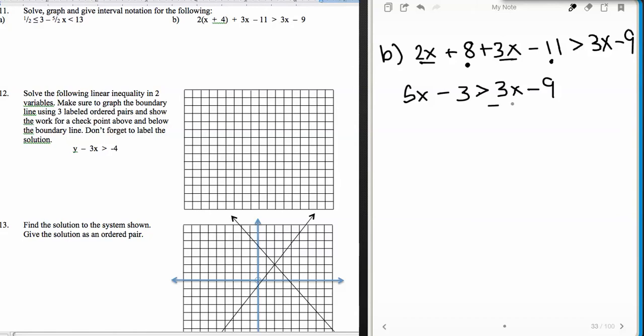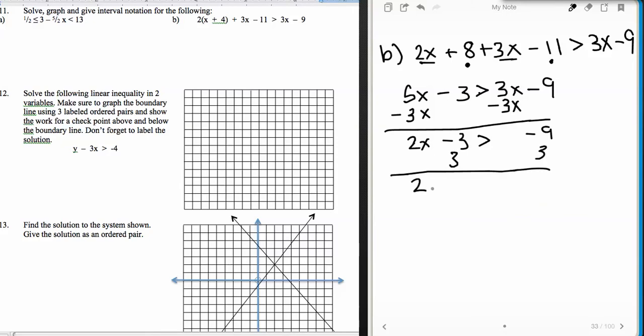Now we need to get the x's together, so add the opposite of 3x here, and add the opposite here. Remember, nothing happens to the inequality when we're adding negative numbers. It's only when we multiply or divide. So 5 minus 3 is 2x, and then minus 3 is greater than negative 9, and then we're going to move the 3 over here, add 3 and 3, so we get 2x is greater than negative 9 plus 3, which is a negative 6. Now we multiply by the reciprocal of 2, which looks like division by 2 because it is, and finally we get x is greater than negative 3.